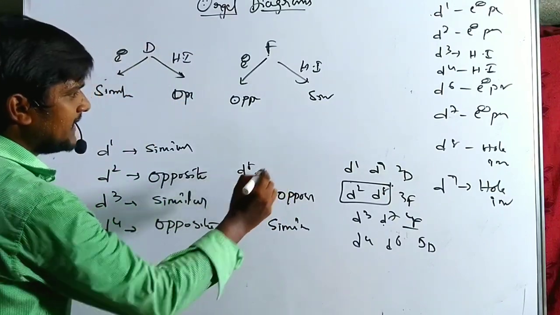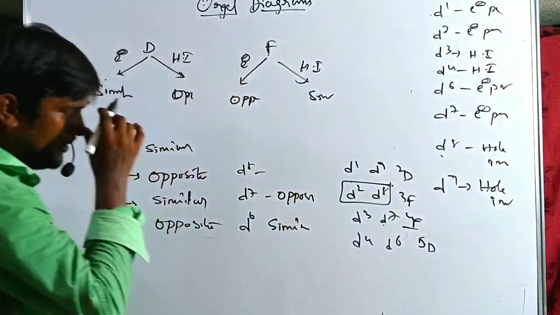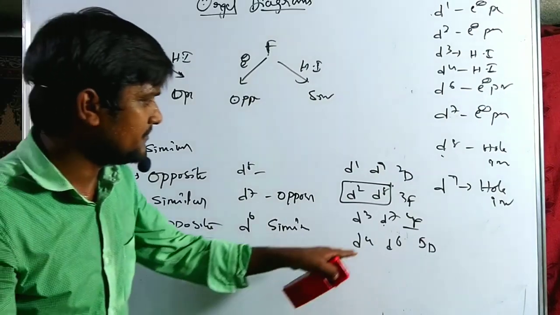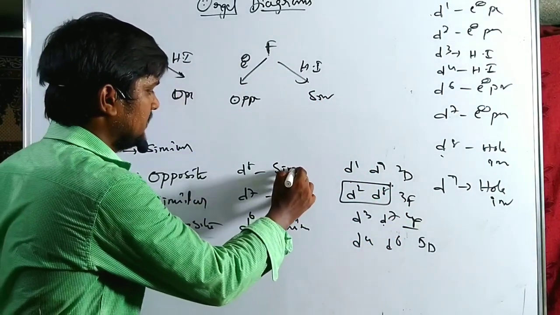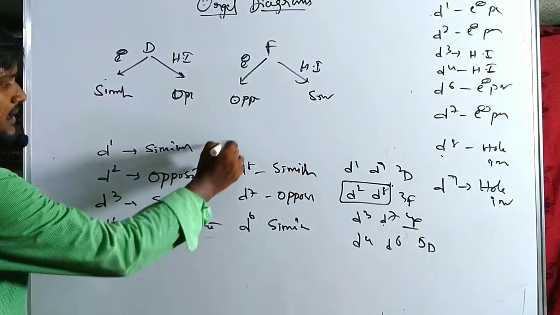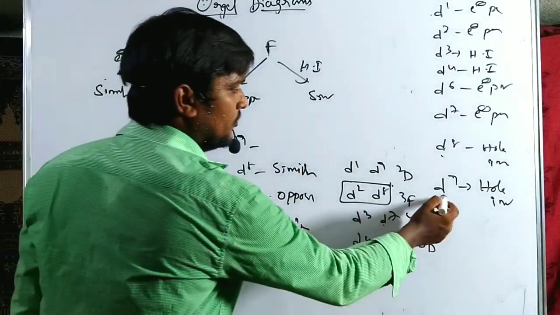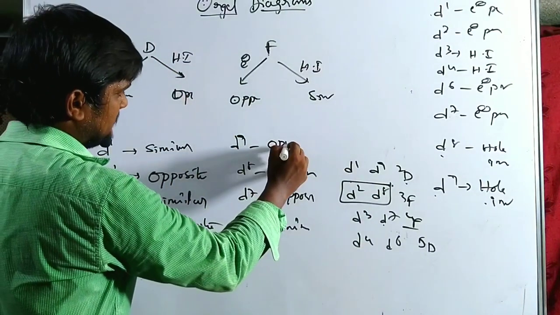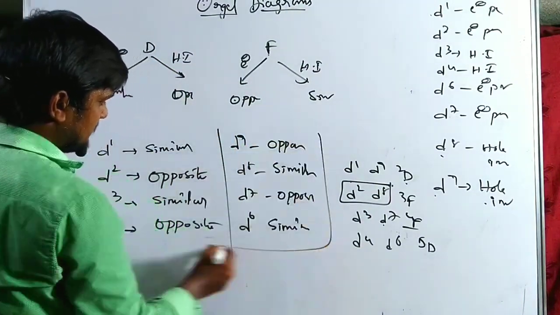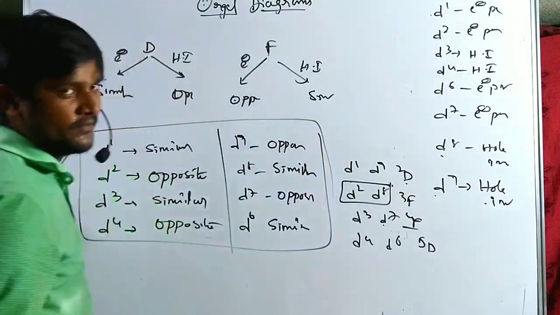Now what about D8? D8 is hole inversion, but it belongs to the F term. F term hole inversion is similar. Now D9 is hole inversion, which belongs to the D term. D term hole inversion is opposite. So these two tables are very helpful for predicting the structures.